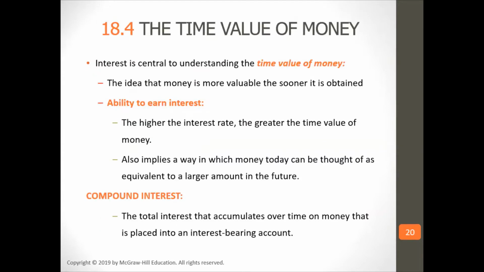So the higher the interest rate, the greater the time value of money. And then compound interest is the total interest that accumulates over time on money that is placed in an interest-bearing account. Compound interest is great because if you hold a stock for 30 years, you're going to make a lot more money because of compound interest.